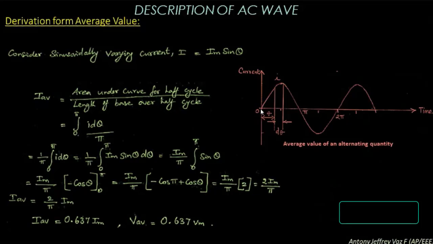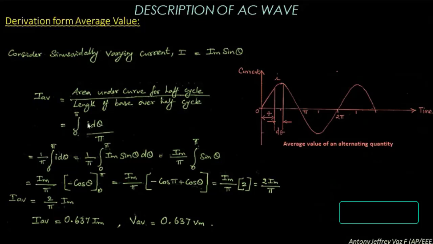So you need to find the area of the curve for the half cycle from 0 to pi. To find this, we need to do integration. The lower limit is 0 and the upper limit is pi, and what we are going to integrate is i d theta from 0 to pi. So I average is equal to the integration from 0 to pi of i d theta divided by pi. To find the average value, this is the formula.